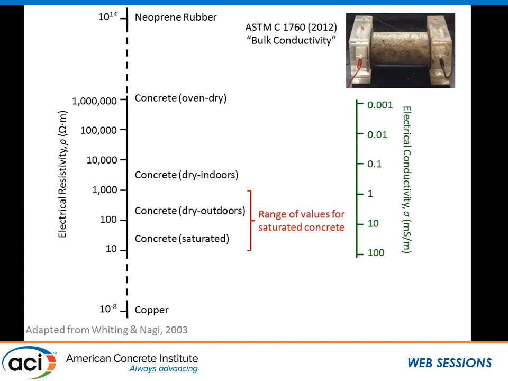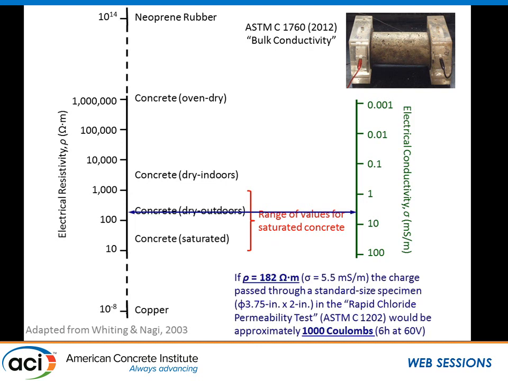If you plotted the same thing for bulk conductivity instead, remember I said the conductivity is just the reciprocal of the resistivity, we would get obviously different numbers, but a similar kind of range. Of course, the difference is when we're using resistivity, we want to see high numbers. When we're using conductivity, we would rather see low numbers. So just try to remember that.